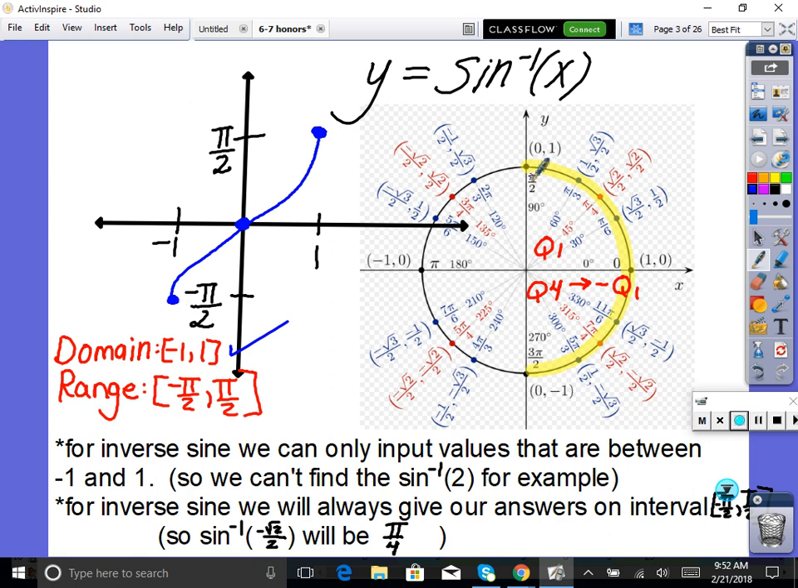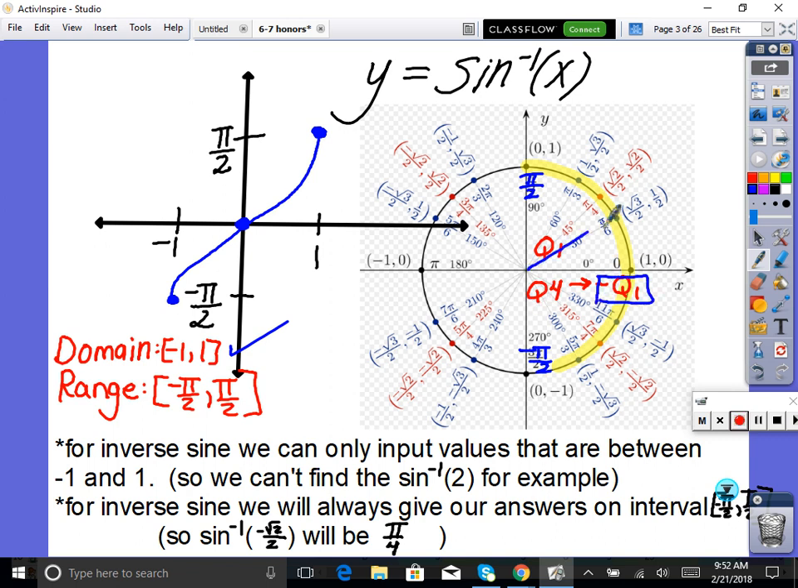Right here's pi halves. And then down here is negative pi halves, which is the same thing as 3 pi halves, but we can't call it 3 pi halves. Because isn't 3 pi halves up here? Isn't that where we stopped going up there, correct? Because it's not a function up there. So instead of calling this quadrant 4, we're going to call it negative quadrant 1.